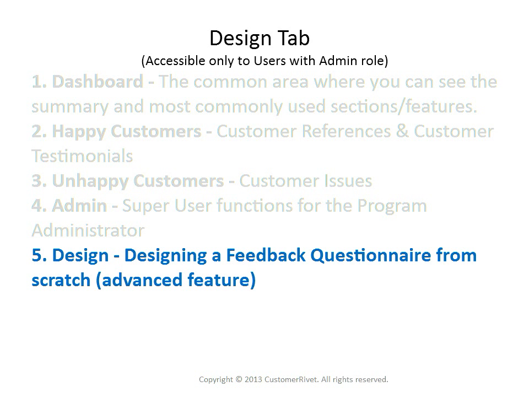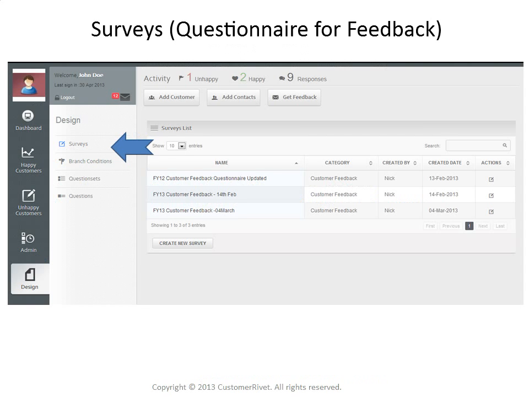This is an advanced feature where you can customize the questions and flow within the customer feedback questionnaire. This is where you would create the feedback questionnaire. They are made of building blocks like questions, question sets, and branches. You can also use existing questionnaires from the library.